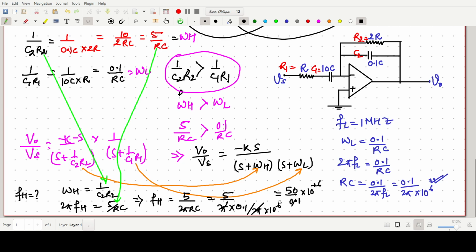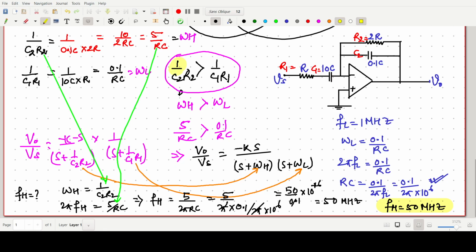If we remove this decimal, it should be 50 into 10 to the power 6. So it should be 50 megahertz. So FH value will be 50 megahertz. This is the solution of this problem, 50 megahertz.